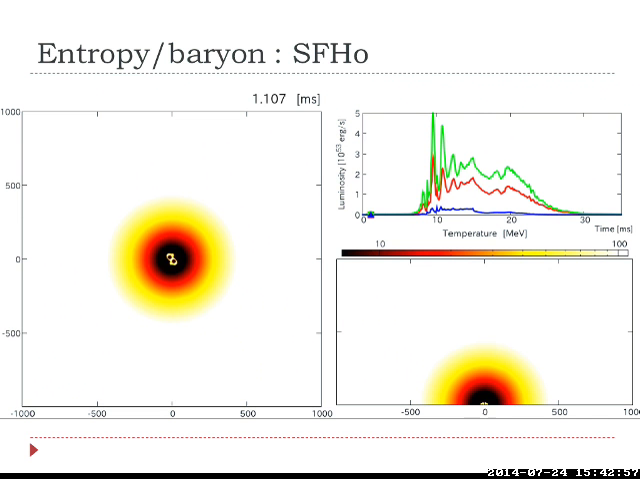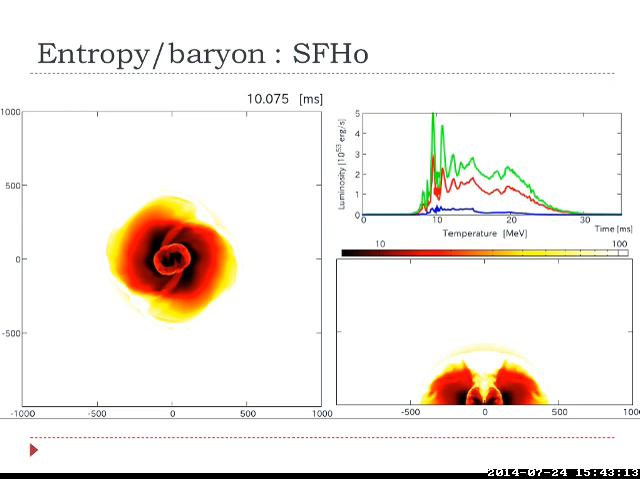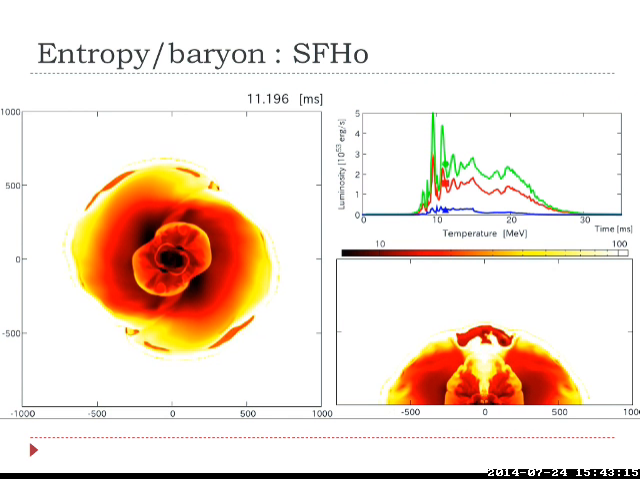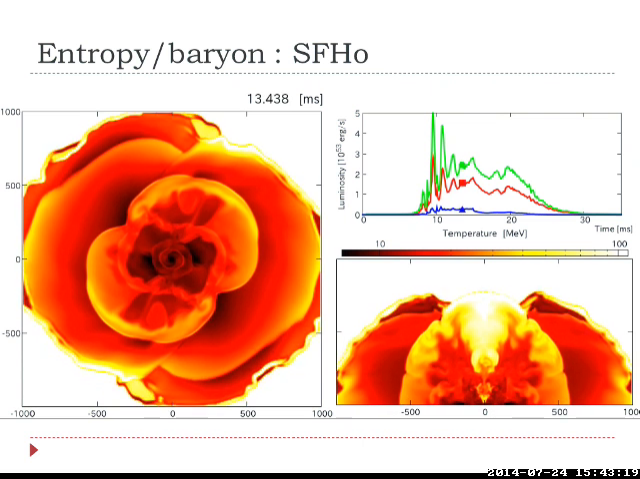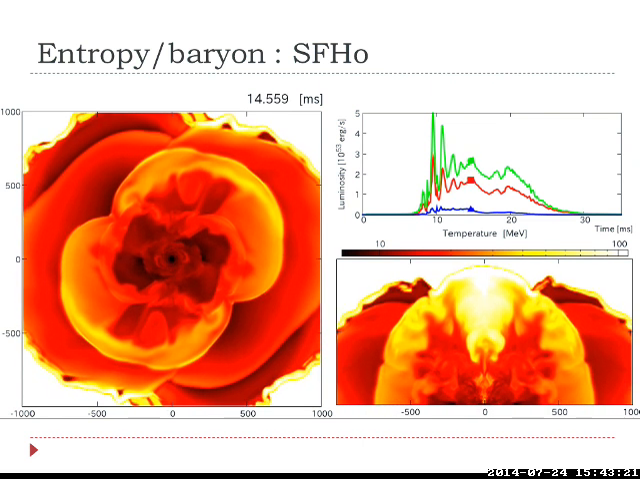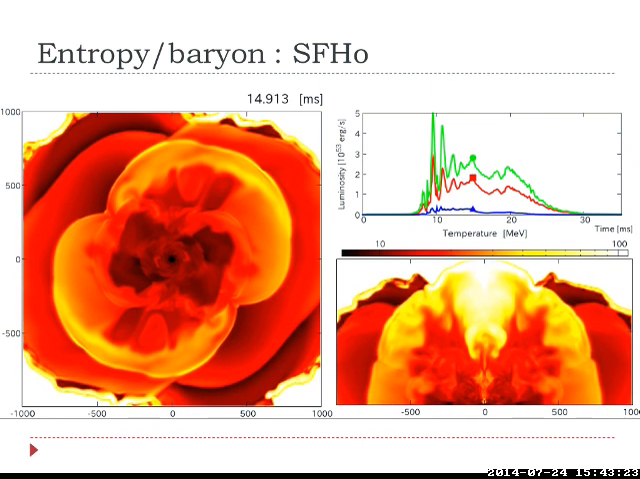This is for entropy per baryon, not temperature. As you can see, in the case of the SFHO, mass ejection is mainly driven by shock. And as the neutron stars oscillate, we have several shock waves like this.